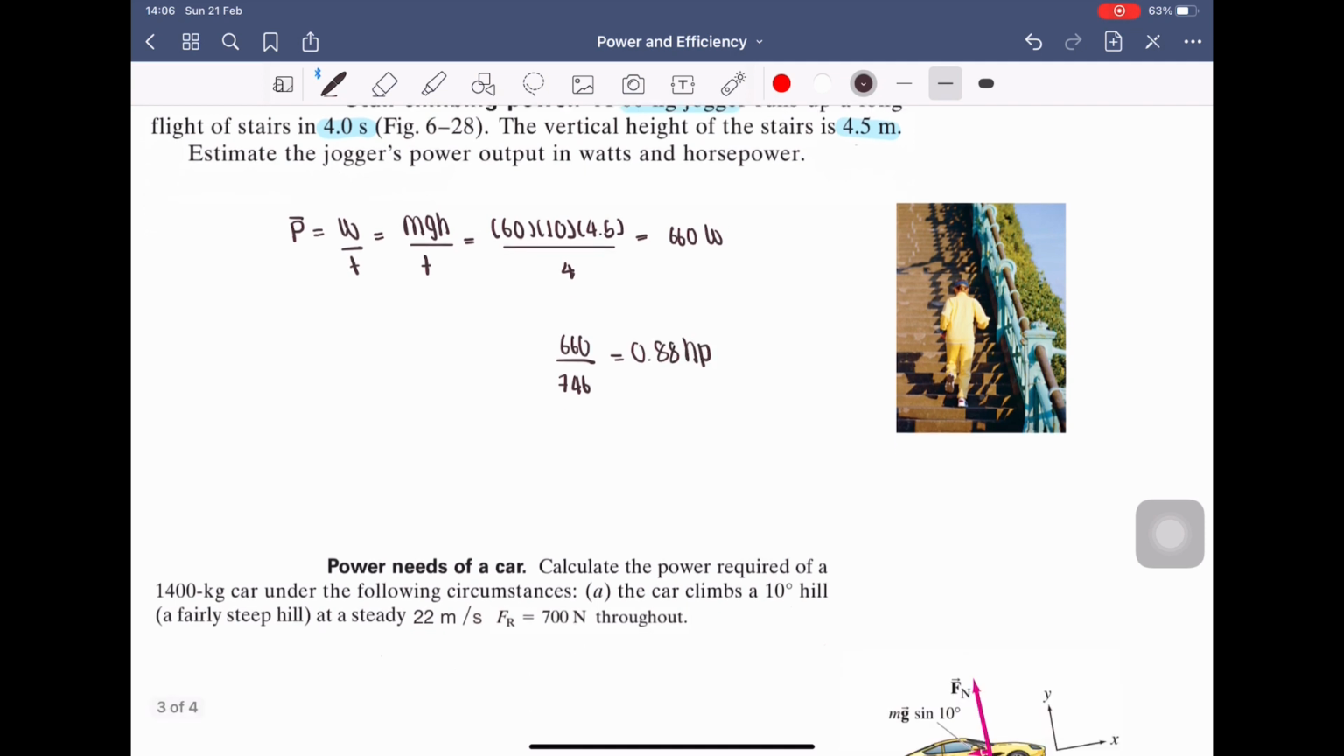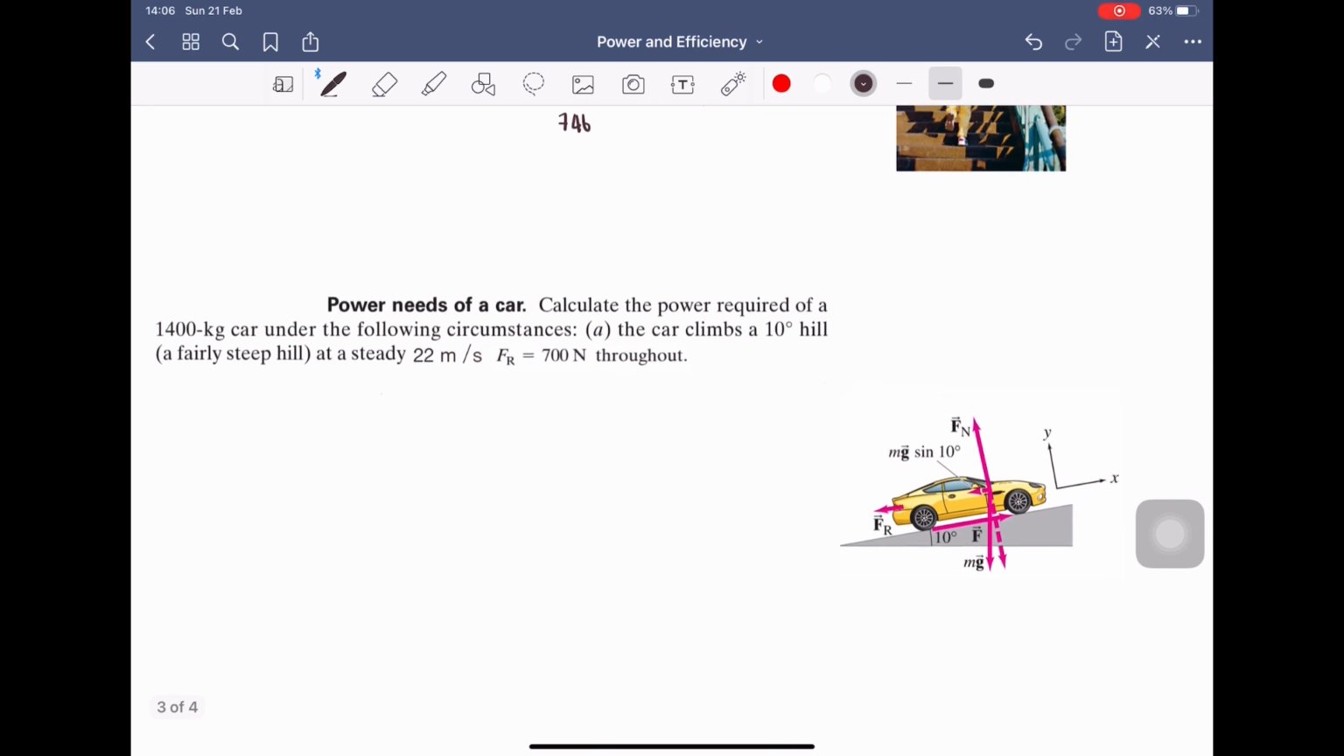Let's see another form of work. Calculate the power required of a 1,400 kilogram car under the following circumstances. The car climbs a 10 degree hill at a steady speed of 22 meters per second, and the friction is 700 Newtons. So we firstly write out the equation.